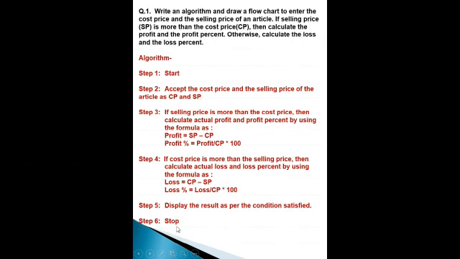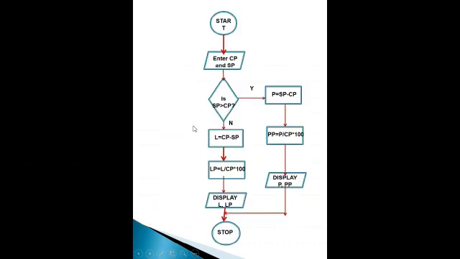Then step 6, stop. Now this is the algorithm of this question. Now we will make the flowchart. Flowchart start: the first box is start. This is the oval box. Then enter CP, this is the second step. Enter CP and SP, enter cost price and selling price.